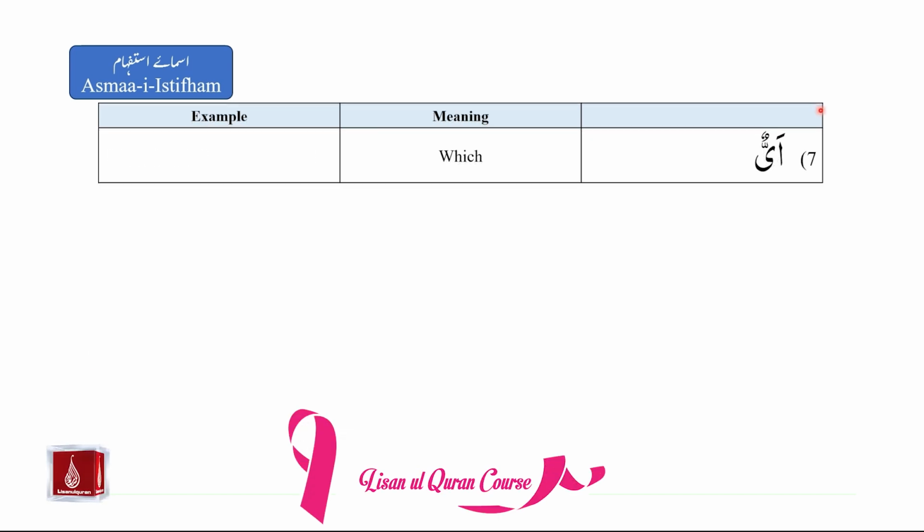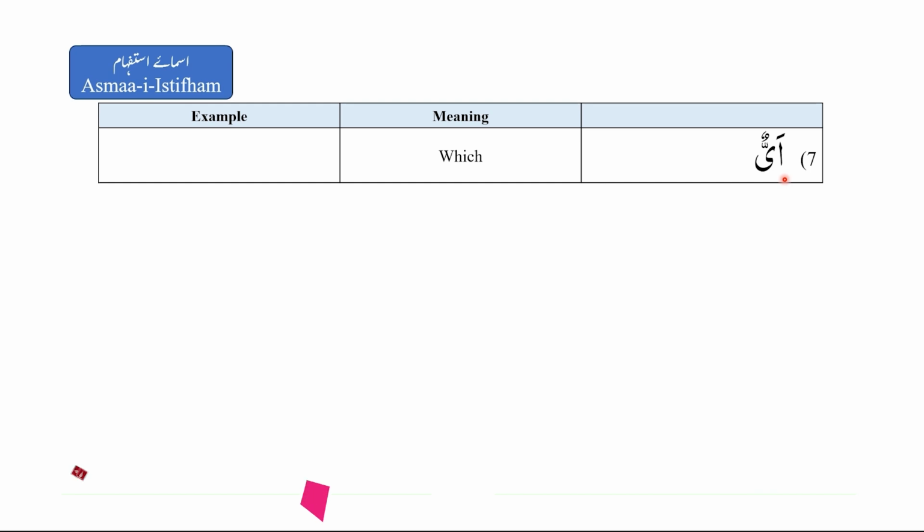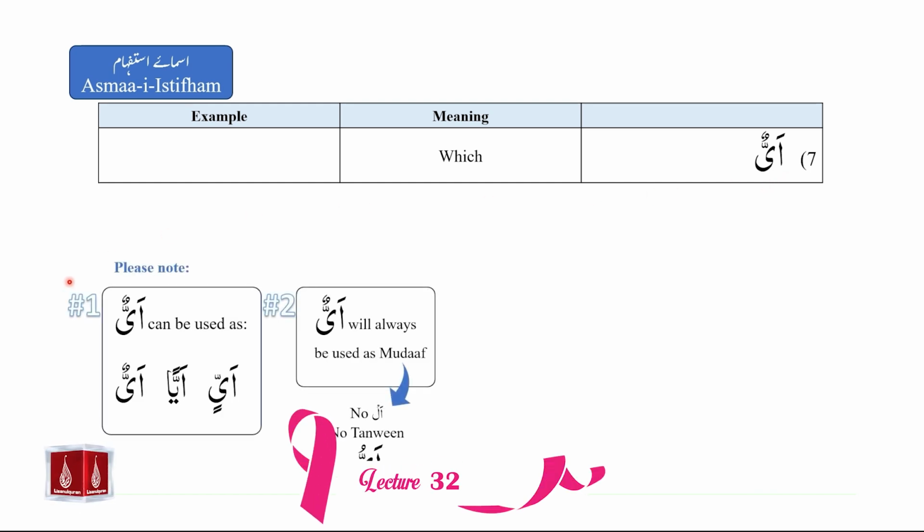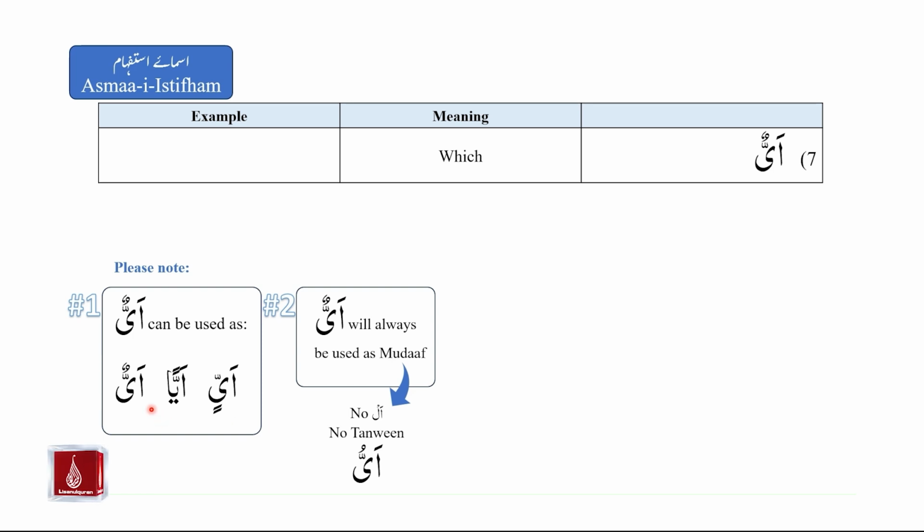Our seventh Ism-i-Istifham is ayyun. Ayyun means which. We have to note a few things about ayyun. First of all, ayyun can be used as ayyun, ayyan, and ayyin. So in all three forms, it can be used and it will have the same meaning, which is which.